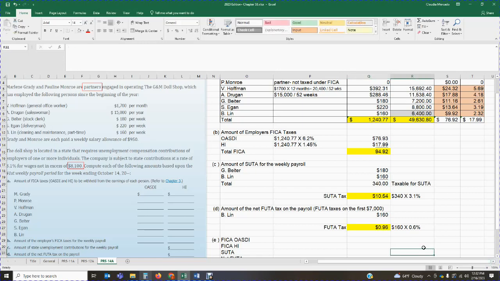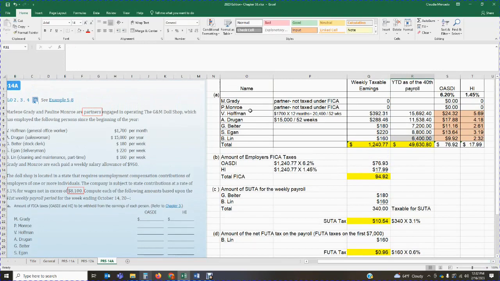Okay. So we've already calculated the amount of withholding that we're going to take. This is the amount that we're going to take away from each of the employees' paychecks for OASDI and HI. Remember, the employer has to match that. They also have to contribute the same percentages. These are my calculations based on my total weekly earnings. So this is the amount that the employers are liable for FICA taxes.